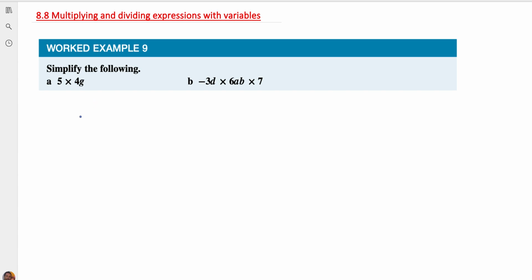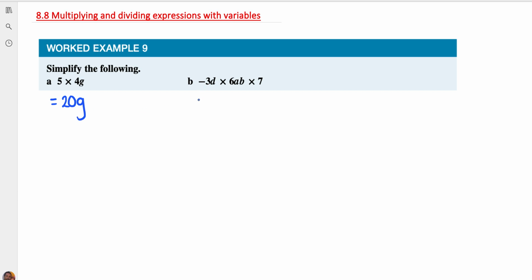Simplify the following. As you can see here, we have multiplying two terms. Just to clarify what we did last lesson, to collect like terms, we only have to add and subtract. That restriction is only for addition and subtraction. Here we're multiplying two terms. They don't have to be alike. Usually they are not alike and it doesn't matter, okay? So it will be 5 times 4g, that will be equal to 20g.